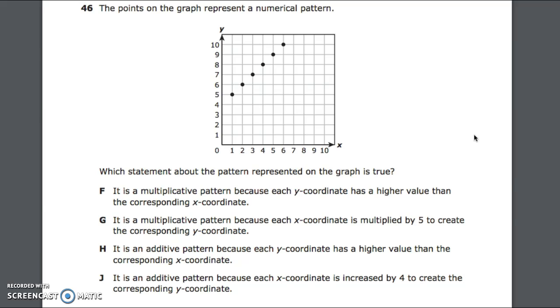H. It is an additive pattern because each y-coordinate has a higher value than the corresponding x-coordinate. Or J. It is an additive pattern because each x-coordinate is increased by 4 to create the corresponding y-coordinate.